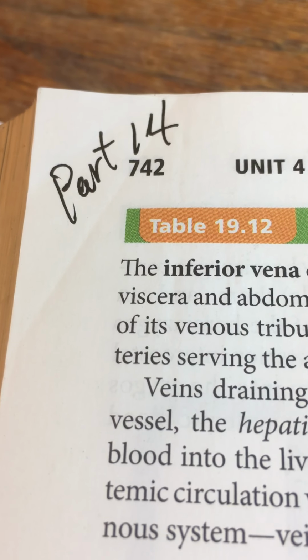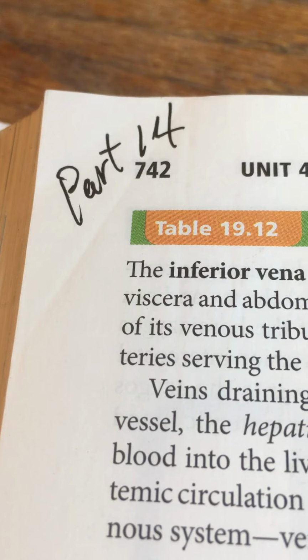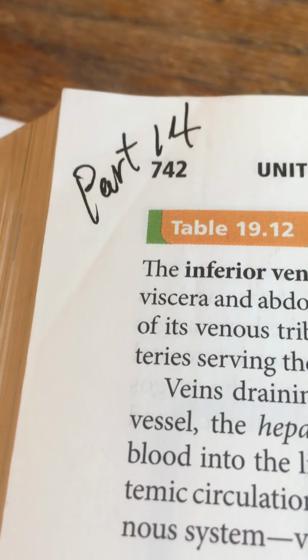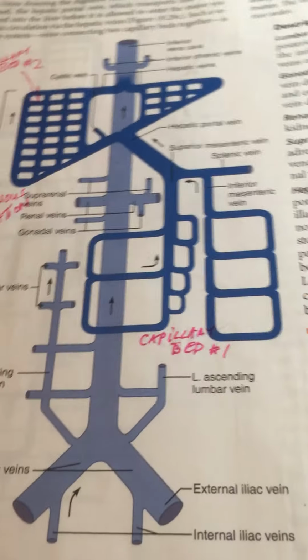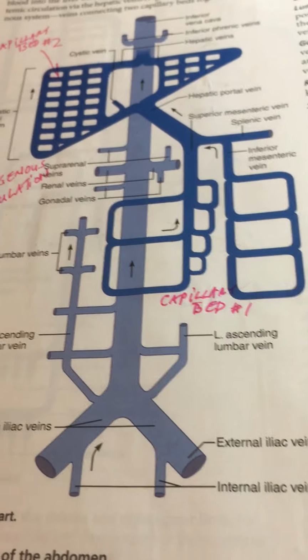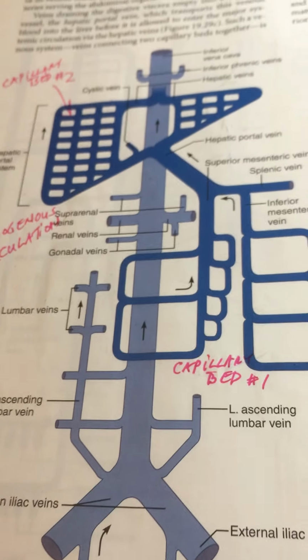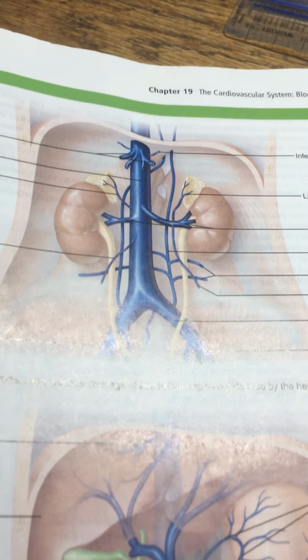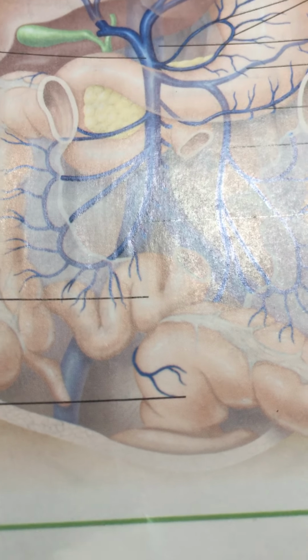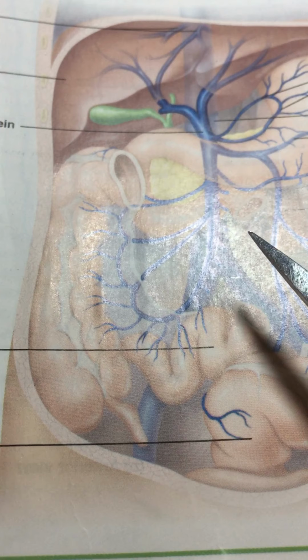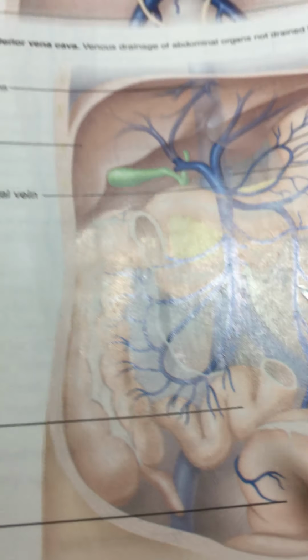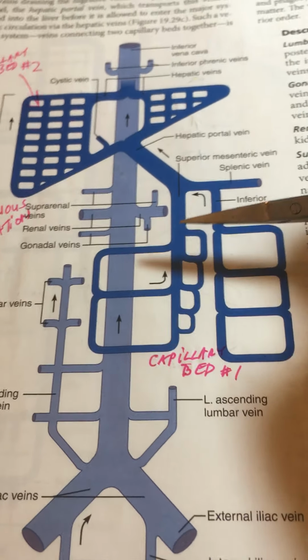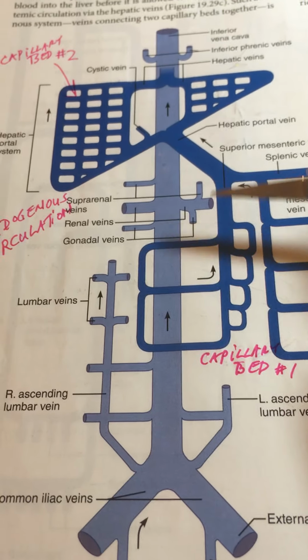Here we are now, part 14 of the blood vessels, page 742. I bring your attention to this more or less schematic diagram, which represents the analog of these diagrams right here. We're going to talk about them in the analog sense in a moment. But first I need to address a few things, because this is an interesting looking diagram, is it not?